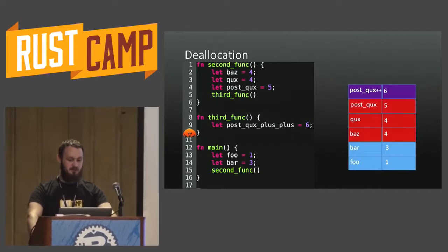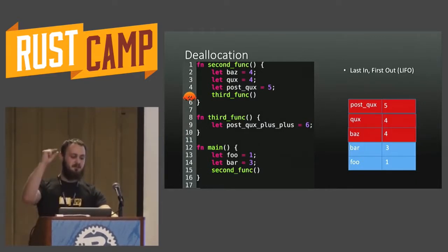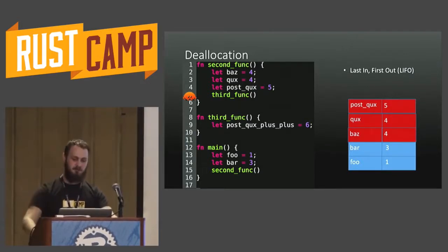So now that we've reached the end of the third func, it means it's time to deallocate the entire stack frame. Everything that was allocated in that function is then deallocated. And then we move back up to the second func. Because we stacked the third func on top of it, as soon as we remove it, we're now back in the stack frame of the second func. And so that's how we get all of these stack traces, right? All the frames on top of each other. This is called last in, first out, or LIFO, depending on how you pronounce acronyms.